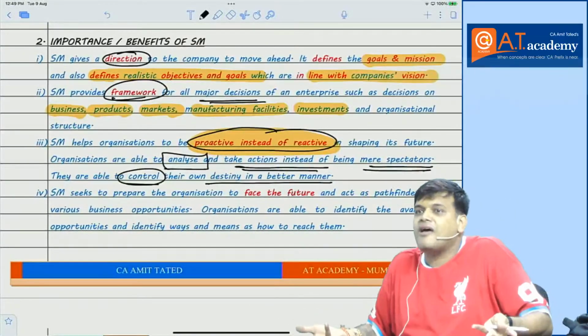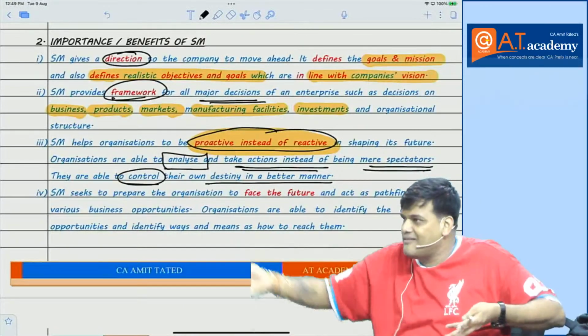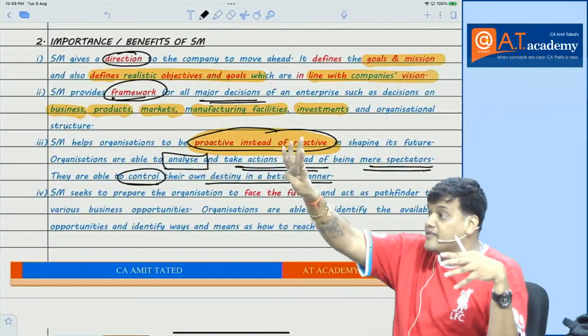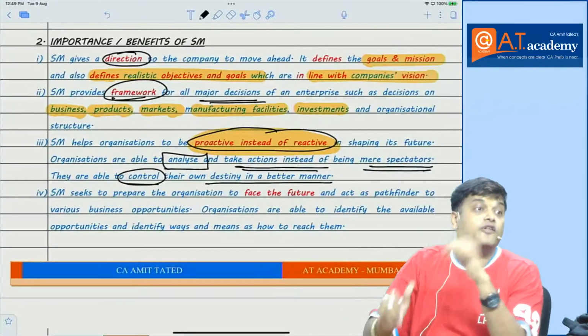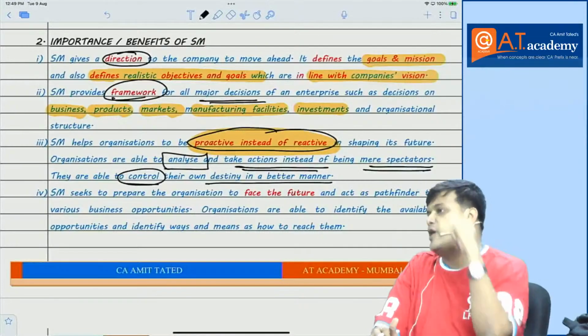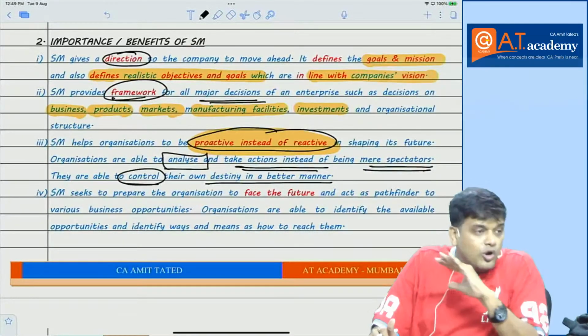It helped me too. I got a long opportunity, I grabbed it, and that is what the concept says. So the fourth advantage of SM, don't worry, is that it also focuses on facing the future. Any opportunities in the market, it will help you to grab them. So you don't worry about this point.